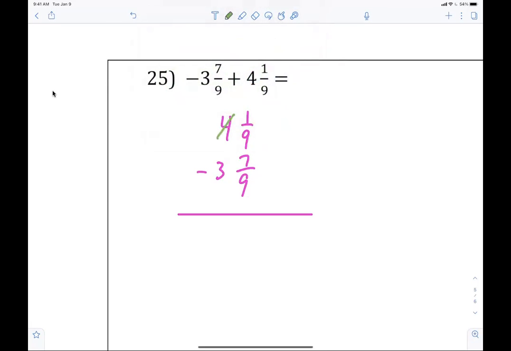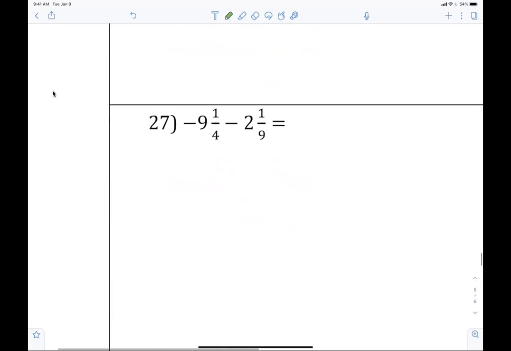So 4 becomes a what? 3. And then what do I do? Add 9. 9 plus 1. So the 1 becomes a 10. That's how you borrow. And if you don't know that, you got to make yourself notes. And so now what? 10 minus 7. 3 over, which reduces to 1/3. Everybody agreeing? All right, hopefully you feel good about that. Next.